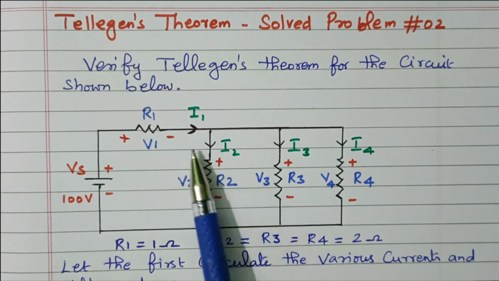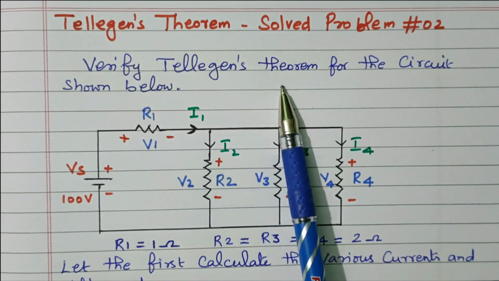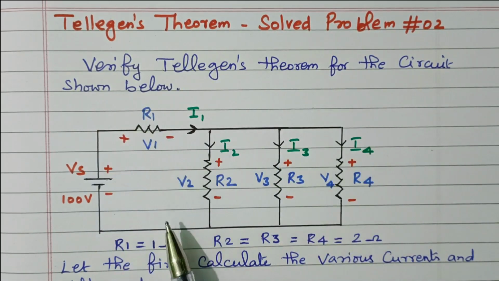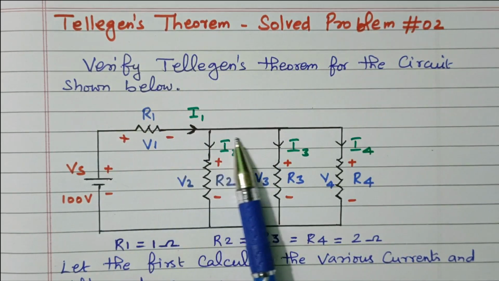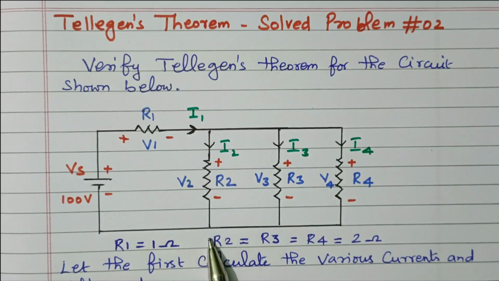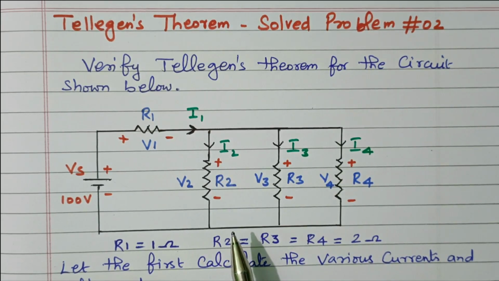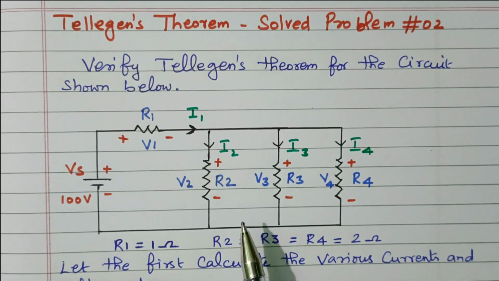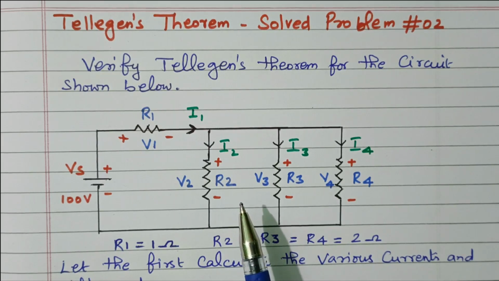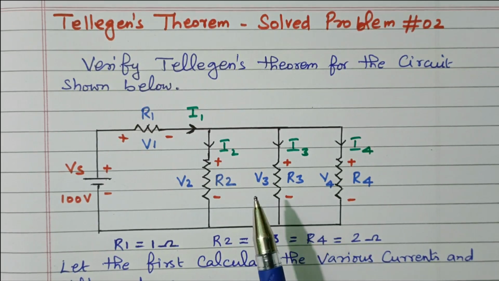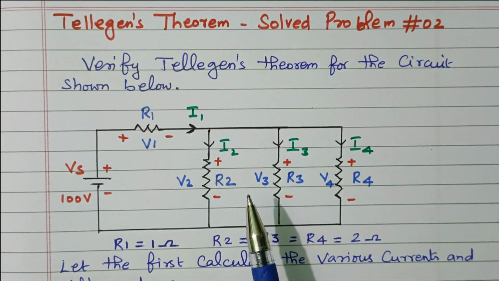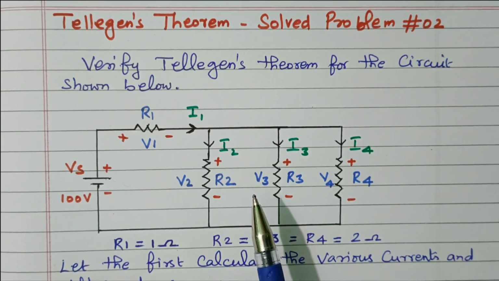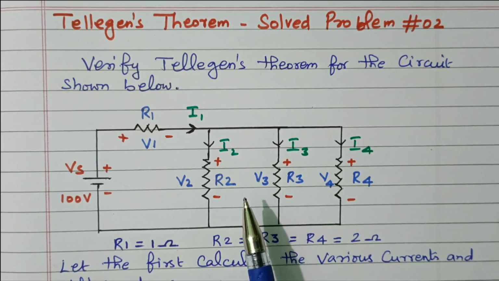Now we'll go to the topic. Verify the Tellegen's theorem for the circuit shown below. The Tellegen's theorem states that for any circuit, the sum of instantaneous power is equal to 0. Also, the circuit should satisfy Kirchhoff's voltage law and Kirchhoff's current law.